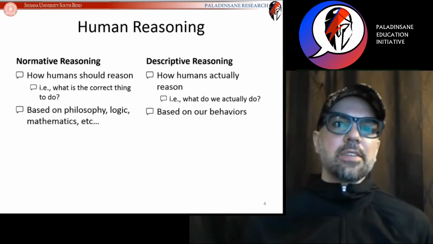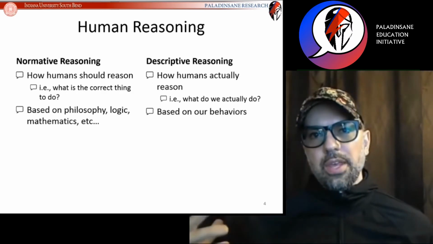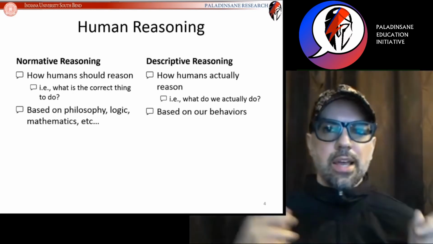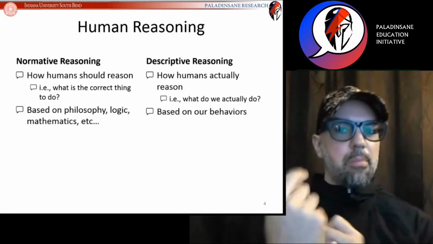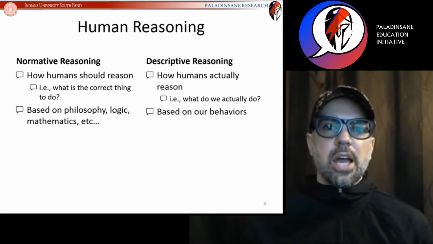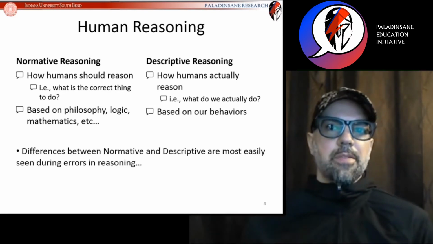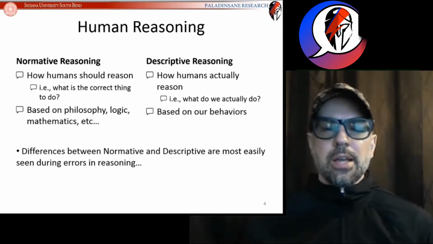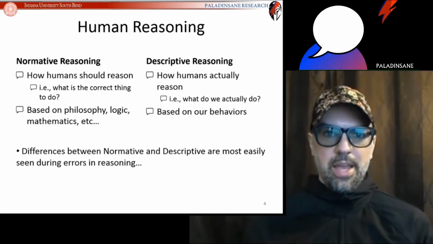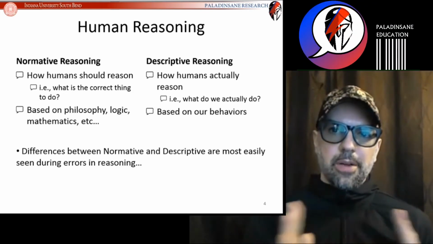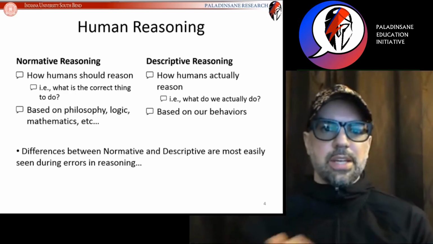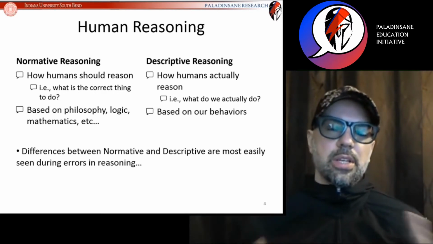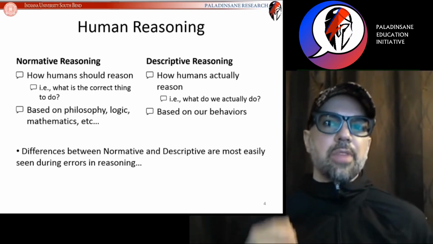So you can think of descriptive reasoning as nothing more than a list of behaviors of what humans actually do. Because we're trying to get insight into how the mind represents reasoning, the strategies that our minds use for reasoning, oftentimes psychologists will set up very difficult reasoning tasks because they're trying to induce errors. They're trying to force humans into making errors, because the difference between normative and descriptive reasoning is most easily seen during errors.